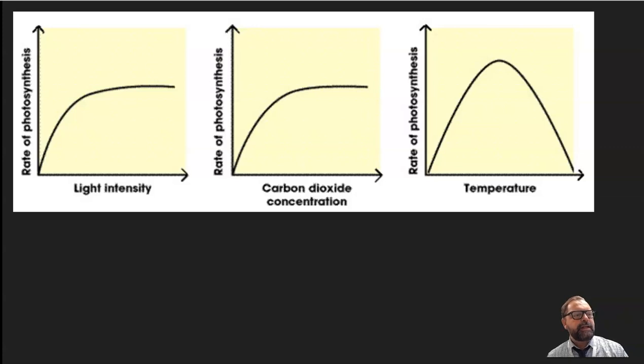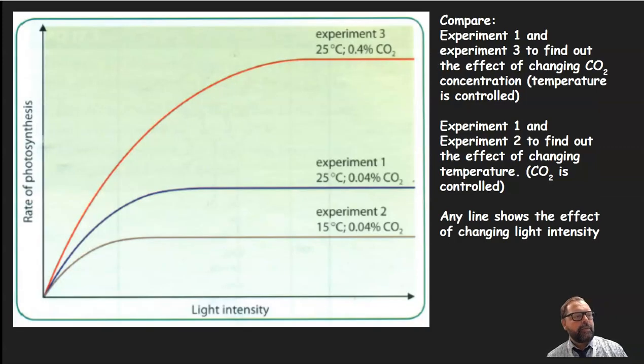Notice that both light and CO2 level out, whereas the temperature graph falls after an optimum temperature, and that is to do with the enzymes being denatured at higher temperatures, and so temperature has a special shaped graph. Finally, on this graph you've got a summary of temperature, light and carbon dioxide concentration.